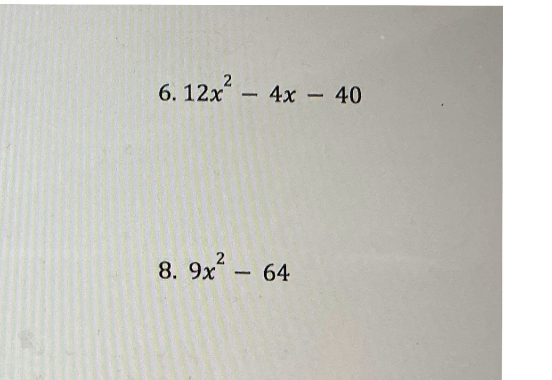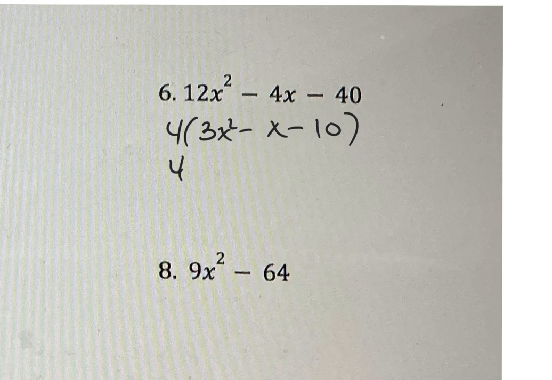Number 6. First of all, don't forget, always take out GCF when you can. You can take a 4 out right off the bat. And if I take a 4 out, that's going to be a 3x squared, a 1x, and a 10. Now I'm going to try slide, divide, slide. I don't know if it'll work or not, but I'm going to try it. I'm going to slide the 3 to the end down here, make that 30. Oh, it looks good. So I'm looking for factors of 30 that have a difference of 1.